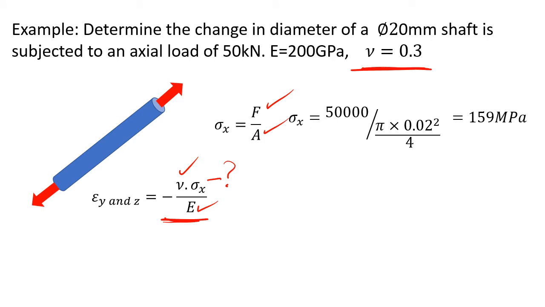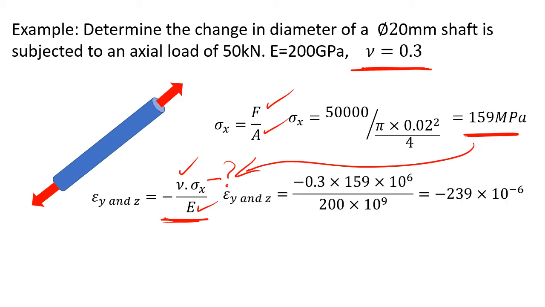So if we put the numbers in there, we've got a load of 50 kilonewtons, and that's divided by the area of a circle, pi r squared or pi d squared over 4, and that gives us 159 megapascals. So we can take that value now, put that into there, and we should be able to determine what the strain is in the Y and the Z directions.